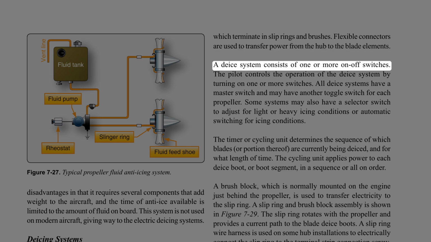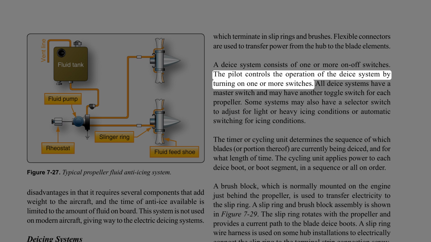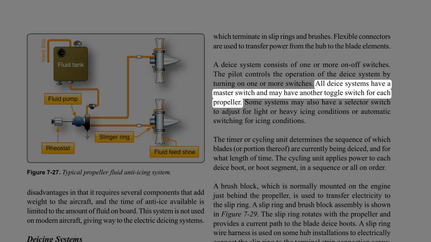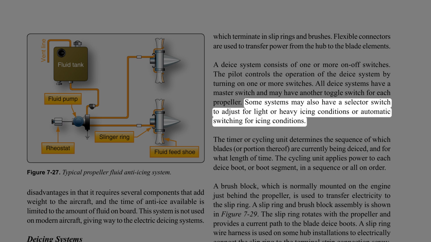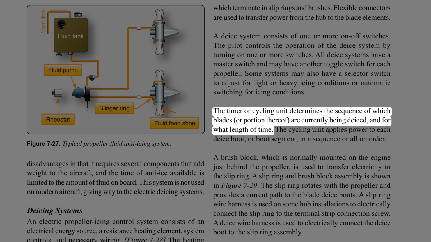A de-ice system consists of one or more on-off switches. The pilot controls the operation of the de-ice system by turning on one or more switches. All de-ice systems have a master switch and may have another toggle switch for each propeller. Some systems may also have a selector switch to adjust for light or heavy icing conditions or automatic switching for icing conditions. The timer or cycling unit determines the sequence of which blades, or portion thereof, are currently being de-iced, and for what length of time.